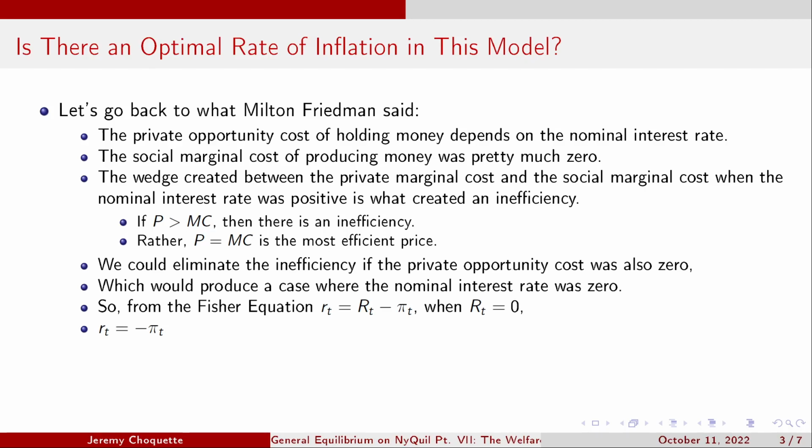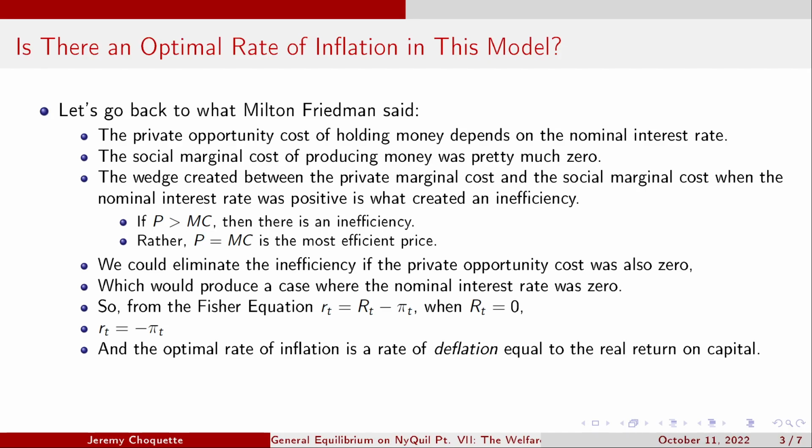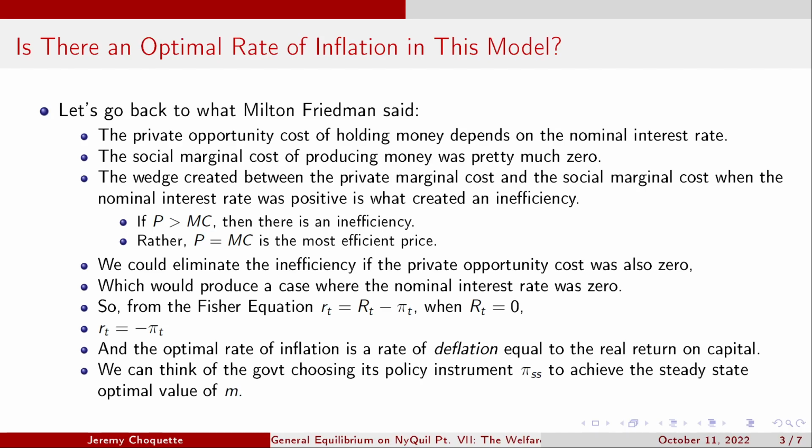If the nominal interest rate is zero, we have a rate of deflation equal to the real interest rate. So money is gaining value at the same rate that you are earning money on holding these bonds. And thus you are indifferent between which one you choose to hold, and that is, according to Friedman, the socially optimal rate of inflation. So the rate of inflation that's optimal in this model is actually a rate of deflation equal to the real return on capital.